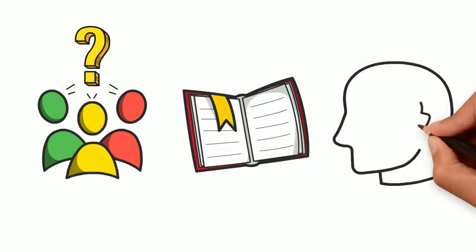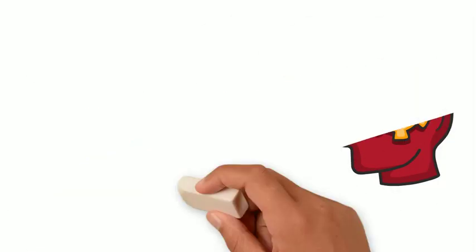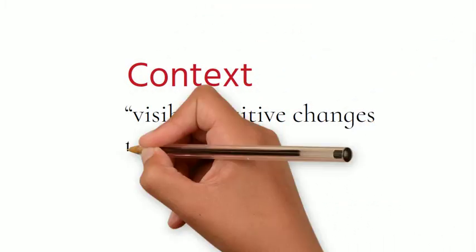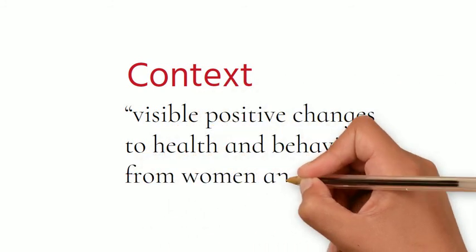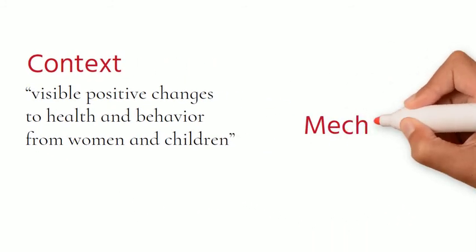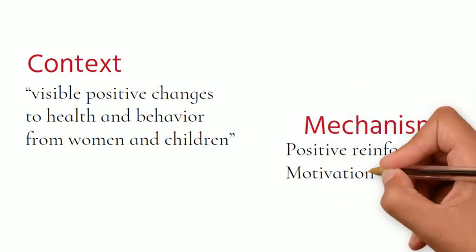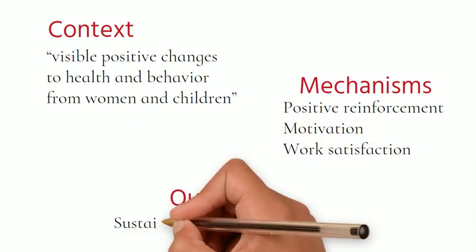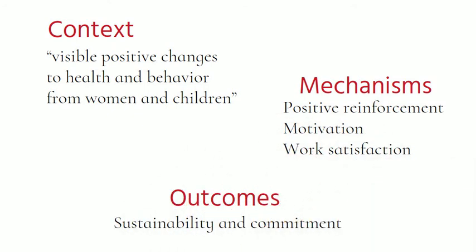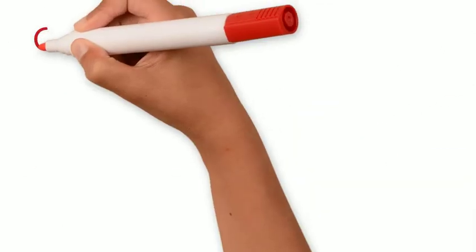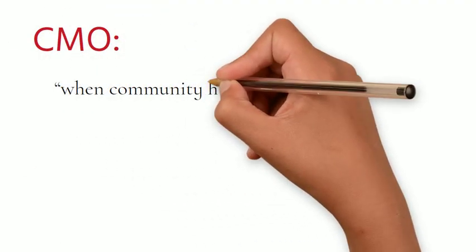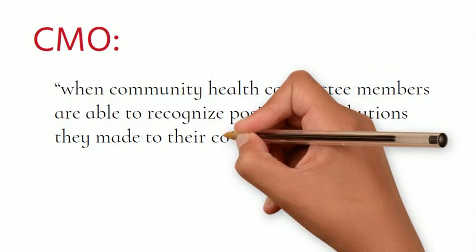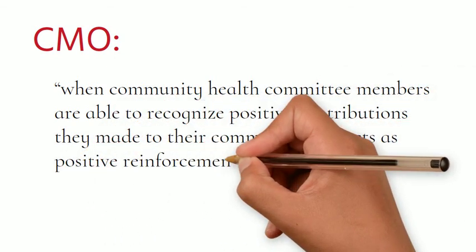In one of these hypotheses, the context was visible positive changes to health and behavior from women and children. The mechanisms believed to be shaped or triggered by that context were positive reinforcement from themselves or the community, motivation, and work satisfaction. The outcome was sustainability and commitment. Putting this all together, the CMO statement or hypothesis would be: when community health committee members are able to recognize positive contributions they made to their communities, it acts as positive reinforcement, which encourages motivation, continued work, and commitment to their duties.